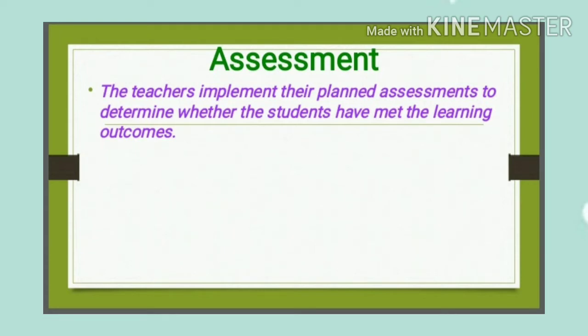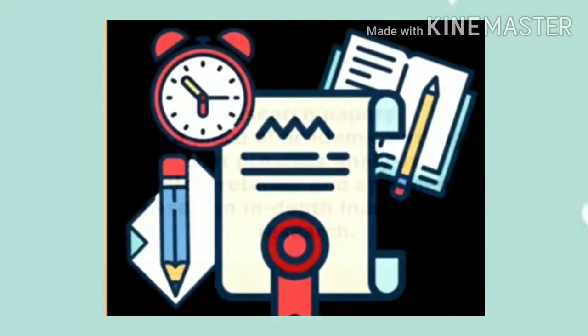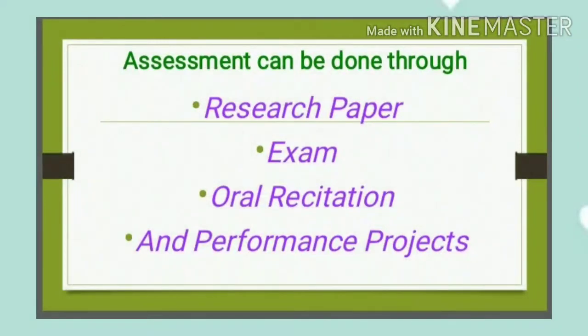Basically, these are the steps to assess student learning. Assessment is a plan for the intended outcomes, conceptualized and implemented during instruction and at the end of the instruction to determine whether the students have mastered the intended learning outcomes. Assessment can be done through research paper, exam, oral presentation, and performance projects.